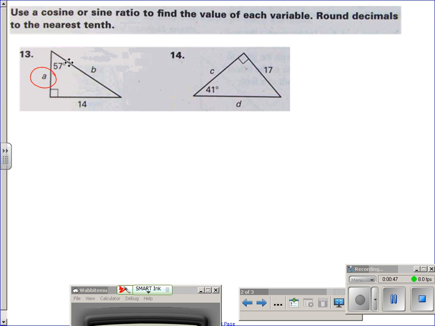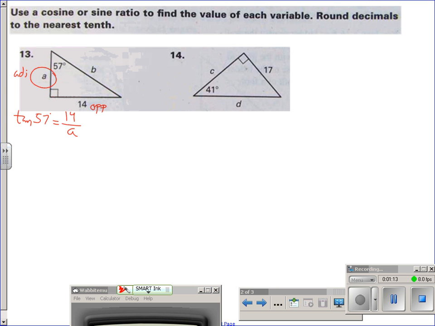So with that 57 degrees, we know the opposite side. We are looking for the adjacent side. So the only trig function that dealt with opposite and adjacent, that was tangent. Okay, this is the thought process. So the tangent of 57 degrees equals 14, the opposite, over the adjacent, A. Okay, so we could use the tangent ratio and solve for A.